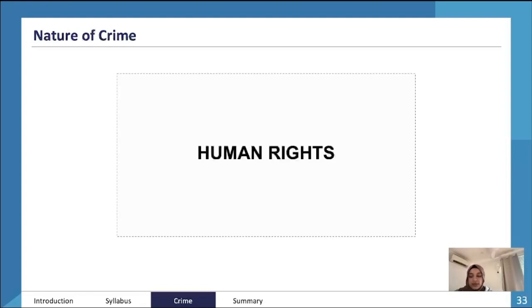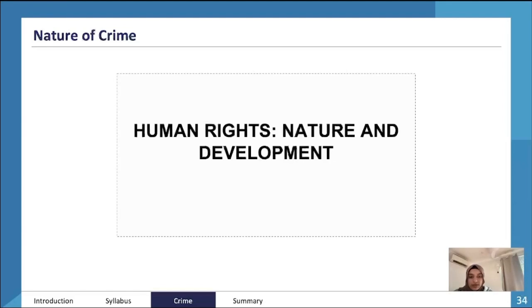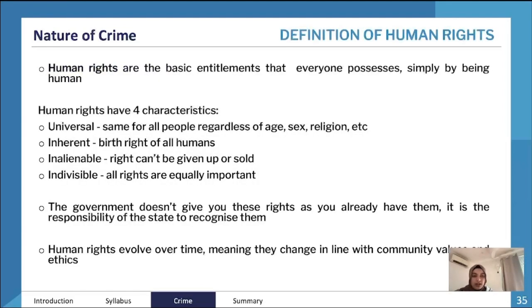All right, we're now going to move on to human rights. So, nature and development of human rights. Human rights are the basic entitlements that everyone possesses, simply by being human. Human rights have 4 characteristics, which we would be aware of. They are universal, which means that they are the same for everybody, regardless of your age, your gender, your religion, etc. None of those things matter. They apply to every single person.